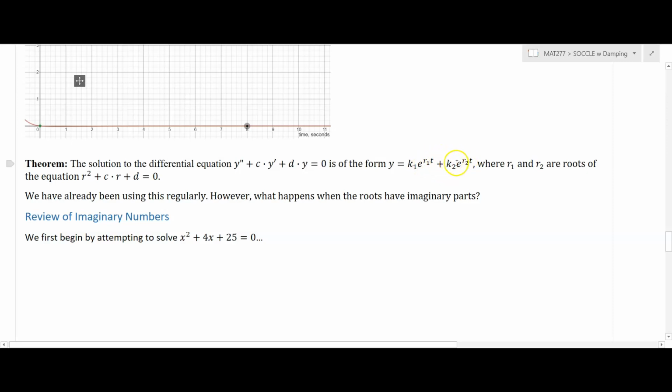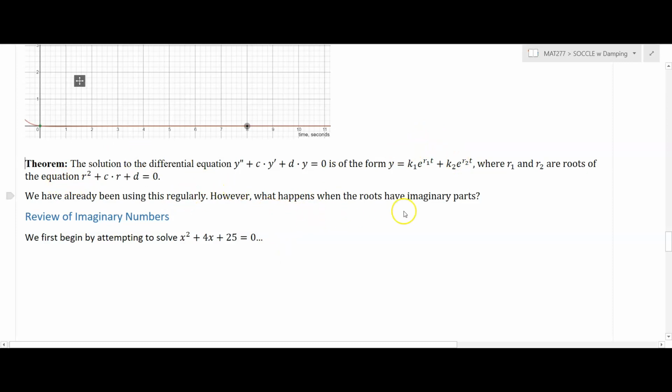Now what are r1 and r2? Those are roots of the equation r squared plus c times r plus d equals 0. We do have that observation now that the coefficients of y double prime, y prime, and y are going to be the coefficients of r squared, r, and the constant term. Once we solve that, we have our values of r1 and r2 that satisfy the solution, and then we can solve for k1 and k2 using initial conditions. So we have already been using this regularly.